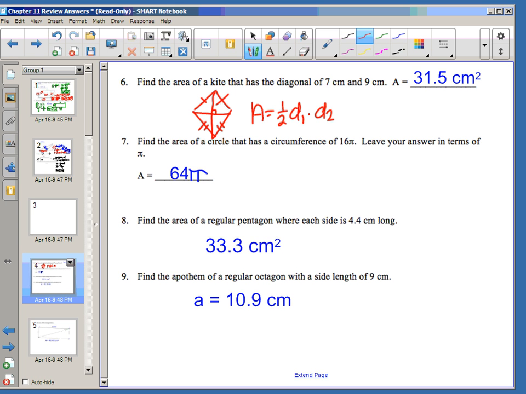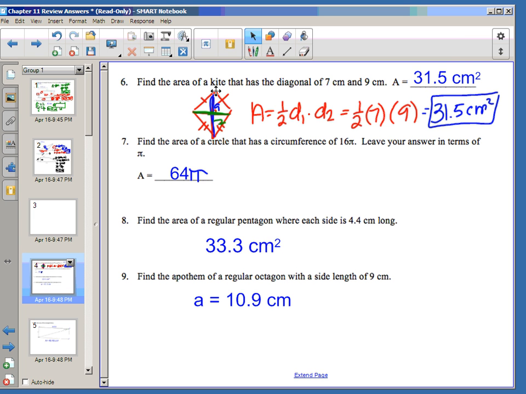Well, this problem made it nice and easy on you because we know that diagonal 1 or diagonal 2, it doesn't matter which one you call it, is 7, and the other diagonal is 9. And pictorially, that means that this whole thing should be 9, and this whole thing should be 7. So when I do that, I get an area of 31.5 centimeters squared.